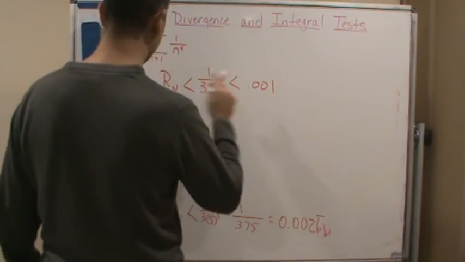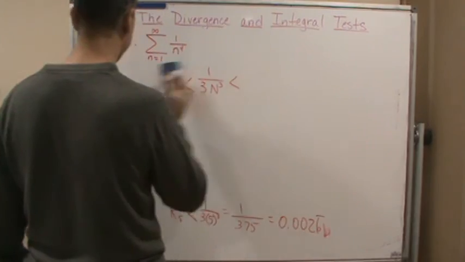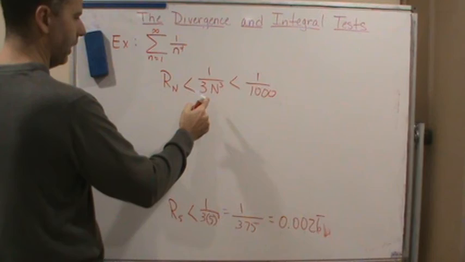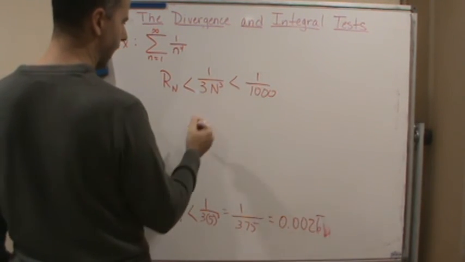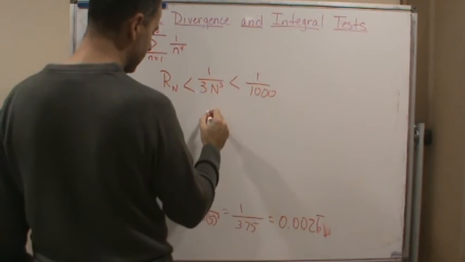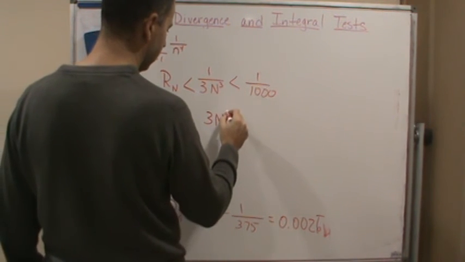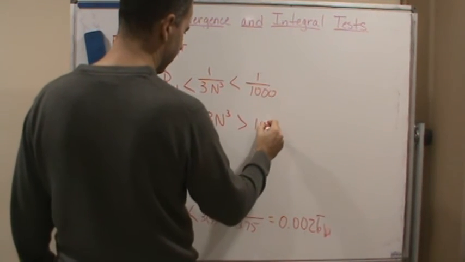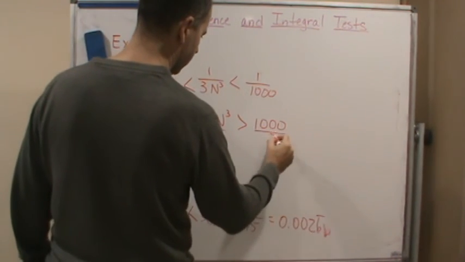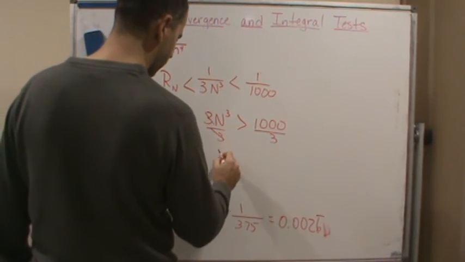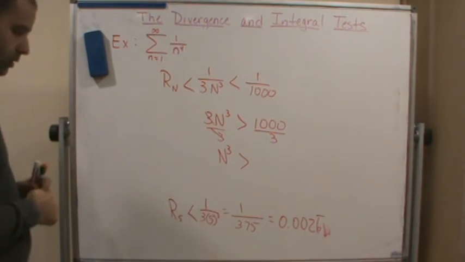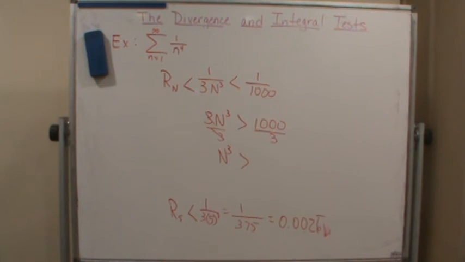So again, 0.001 is equal to 1 over 1,000, just to make things easier to work with. And then I'm going to just take the reciprocal of both sides. And if I do that, I have to flip the inequality. So that means I got 3n cubed is greater than 1,000. And then if I divide both sides by 3, I get n cubed is greater than what?